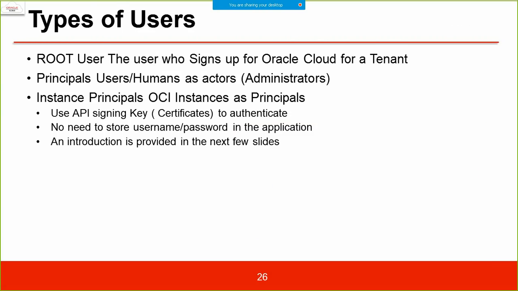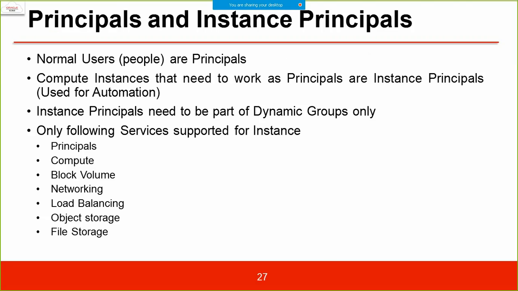Different types of users. The root user is the user who signs up for Oracle Cloud for the tenant. Principals are users or humans as actors or administrators. Instance principals, OCI instances as principals, they use an API signing key. No need to store username and password in the application. An introduction is provided in the next few slides on this type of users.